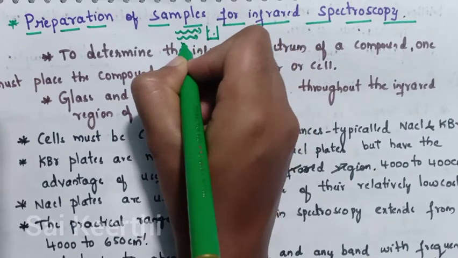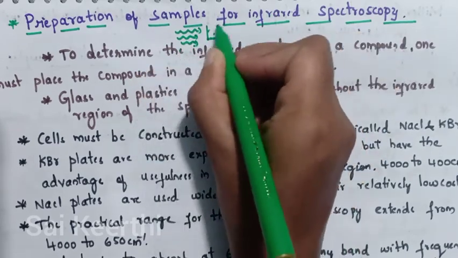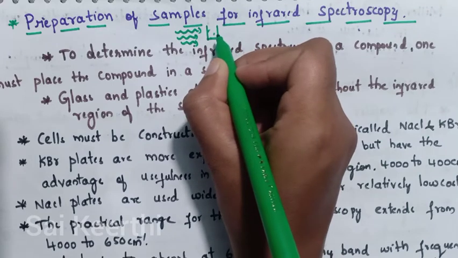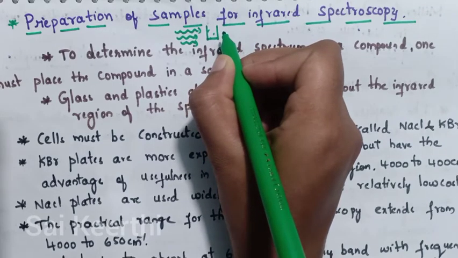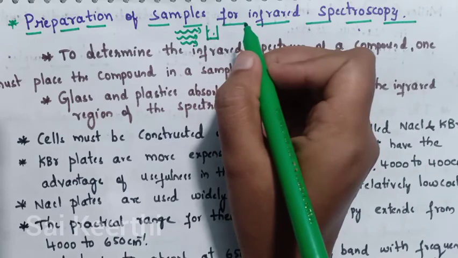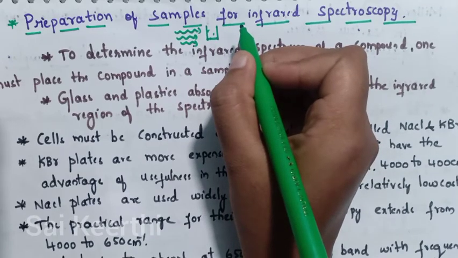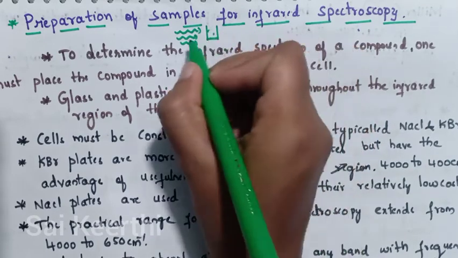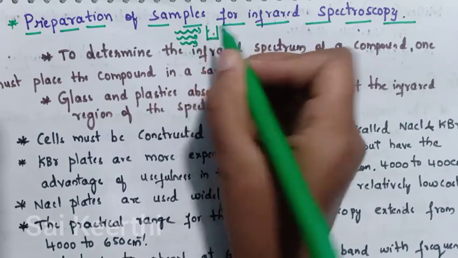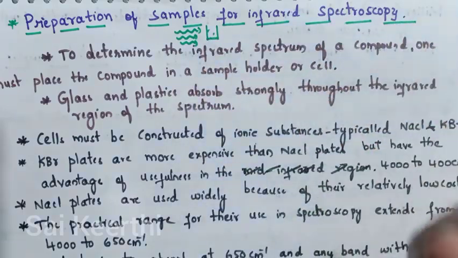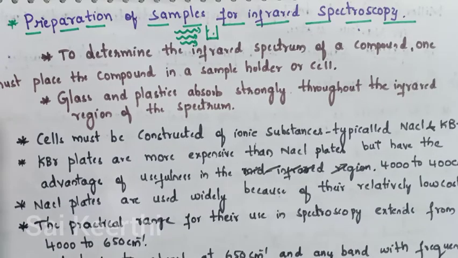in the path of the infrared beam, then stretching and bending vibrations of the molecules occur and we will get information about the sample. That means here we are passing infrared radiation through the sample to get information about the molecules present in that sample. Now let us study the different techniques for the preparation of samples in infrared spectroscopy.